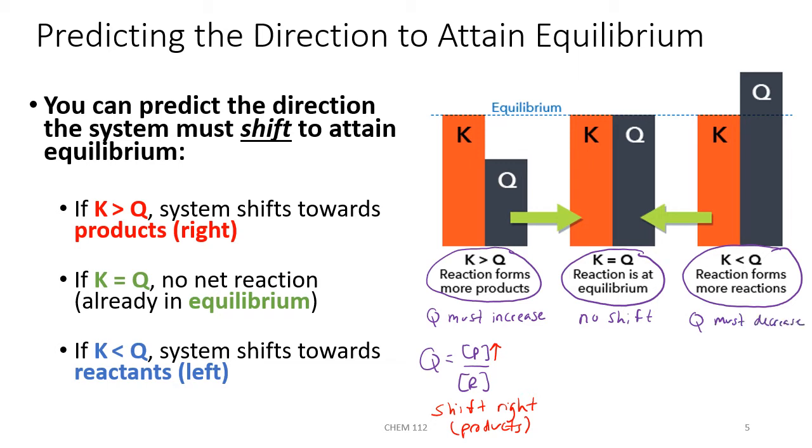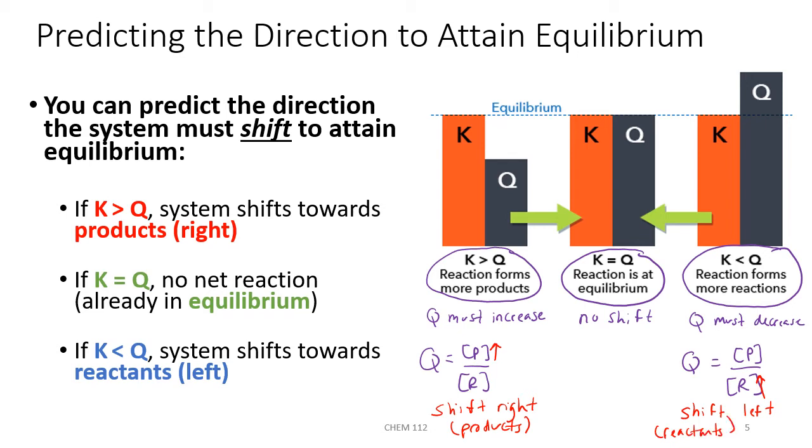So Q needs to get smaller. And if we think about our fraction of what Q is, the ratio of the products over the reactants, the only way that we can make the value of Q get smaller is if we increase what's in the denominator, or our reactant concentration. So in this case, we would say that the reaction needs to shift left. And when we say shift left, that means towards the reactants.